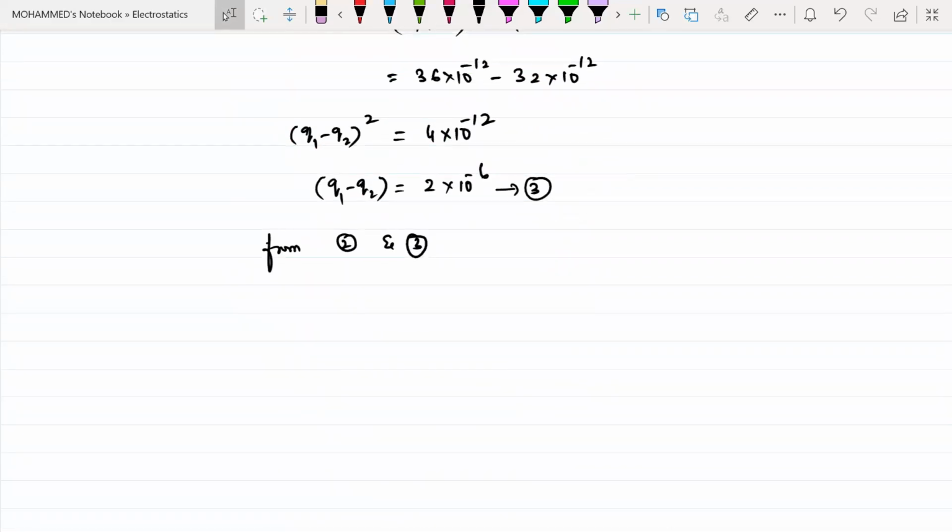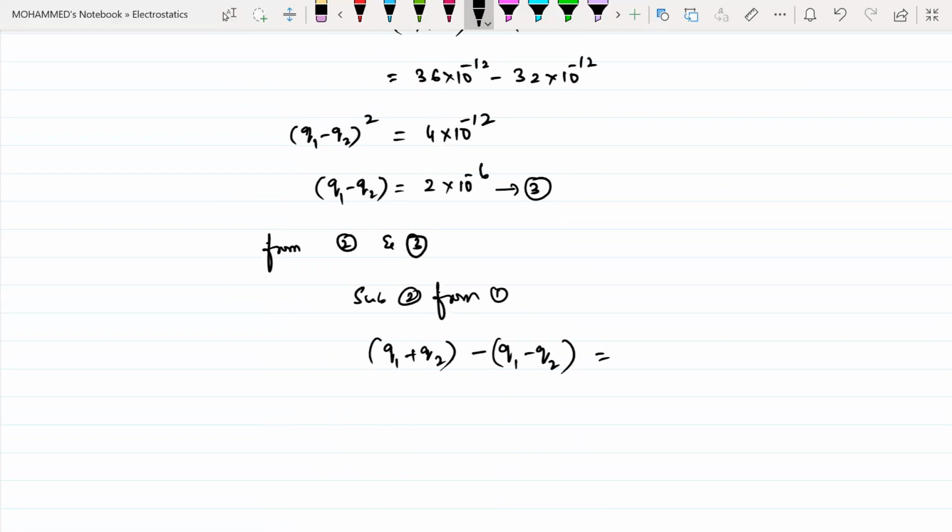Okay, so let us try to subtract equation 2 from equation 1. Let's see. It is Q1 plus Q2 minus, what is this one? Q1 minus Q2. So this will become how much? Minus. Yes, sir.